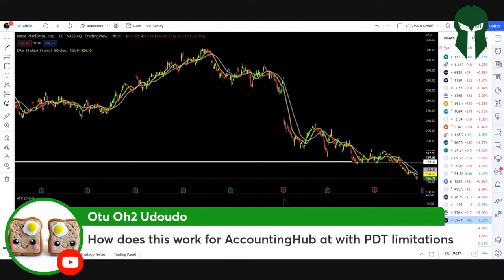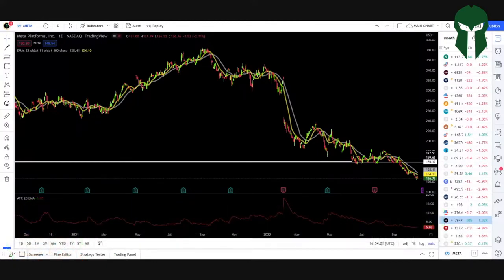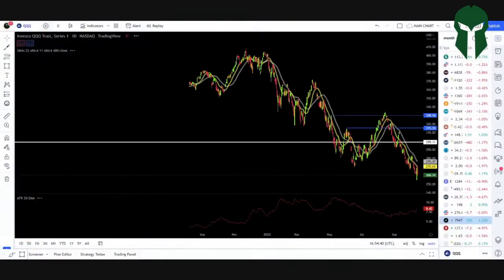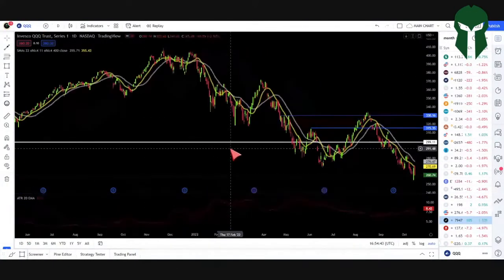How does this work for Accounting Hub with PDT limitations? I have no idea. Not a clue, Utu. If you have limitations, let's say you have pattern day trading limitations, here's my advice. Stop day trading so much and look at following an actual trend. Let me give you an example of what I mean by this. Here, I'm going to stay on this system. Just take what I'm saying for what it's worth.